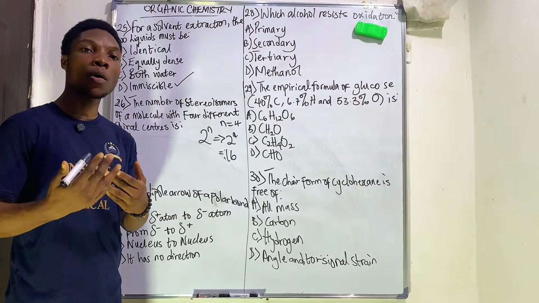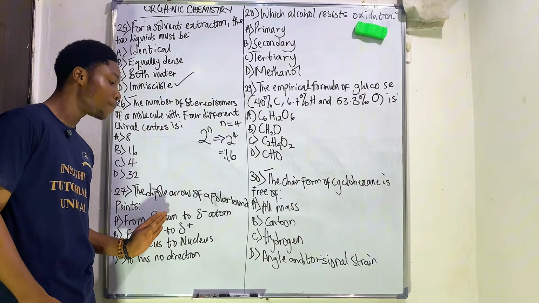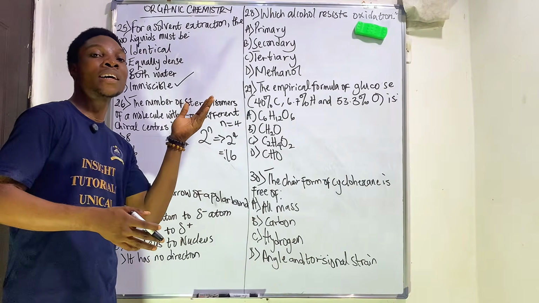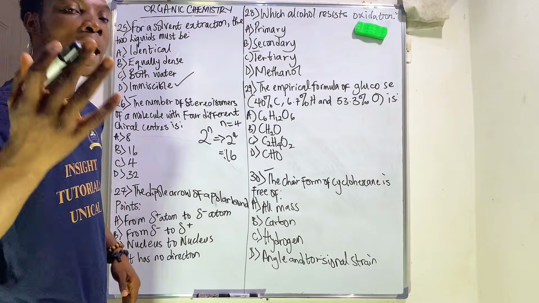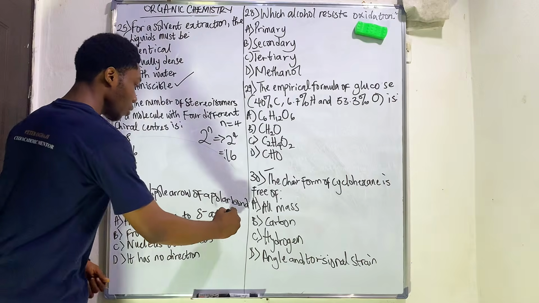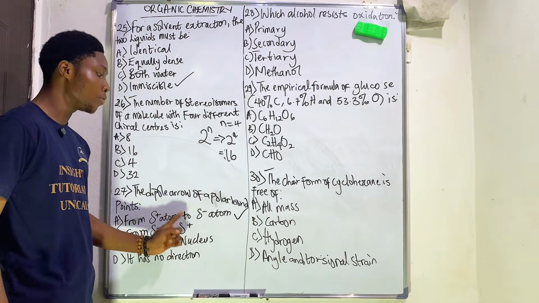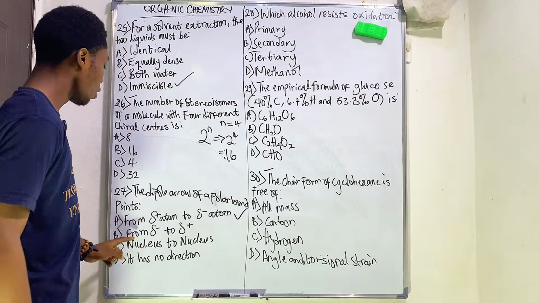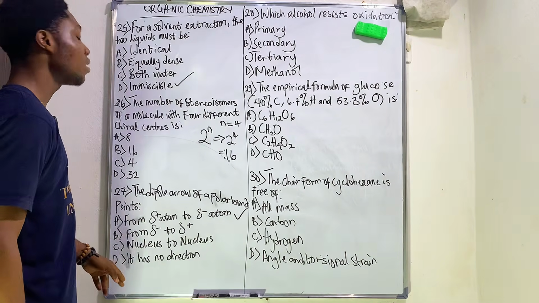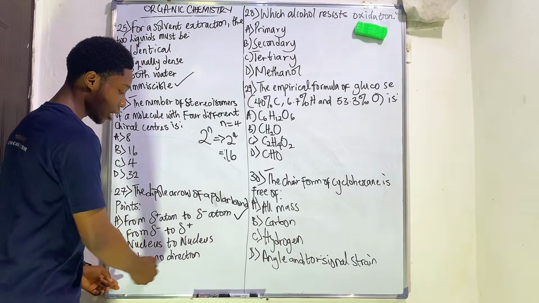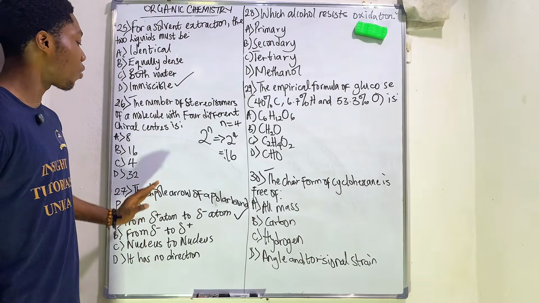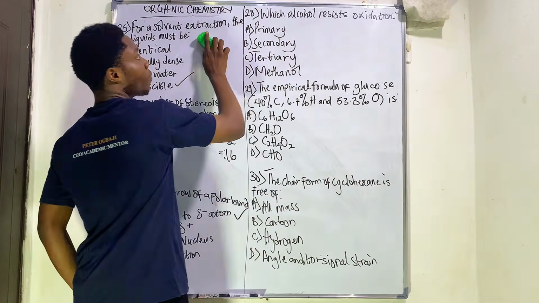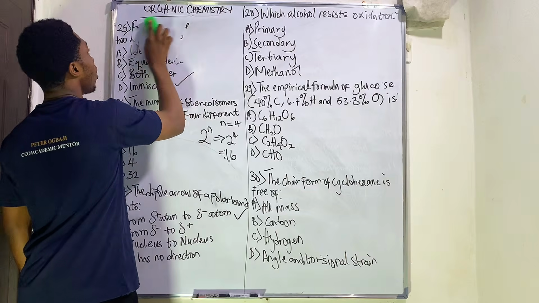So that means the dipole arrow is going to move from the one with the partial positive charge to the one with the partial negative charge, being that it is moving from the one that is less electronegative to the one that is most electronegative. So the correct answer is A, which is from the partial positive atom to the partial negative atom. Not from the partial negative to the partial positive, not from nucleus to nucleus, and it definitely has a direction. It moves from partial positive to partial negative atom. Alright, so to the next question. Which alcohol resists oxidation?